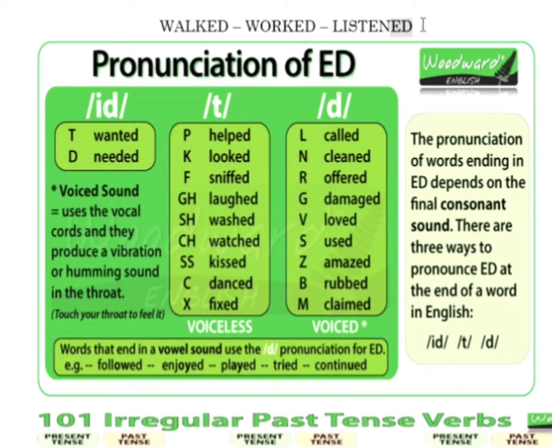So in English, the ed sound has 3 different pronunciations. We have D, we have T, and we have ID. When the final sound of the present form base verb is L, N, R, G, V, S, Z, B, or M, the ed sound sounds like a D.